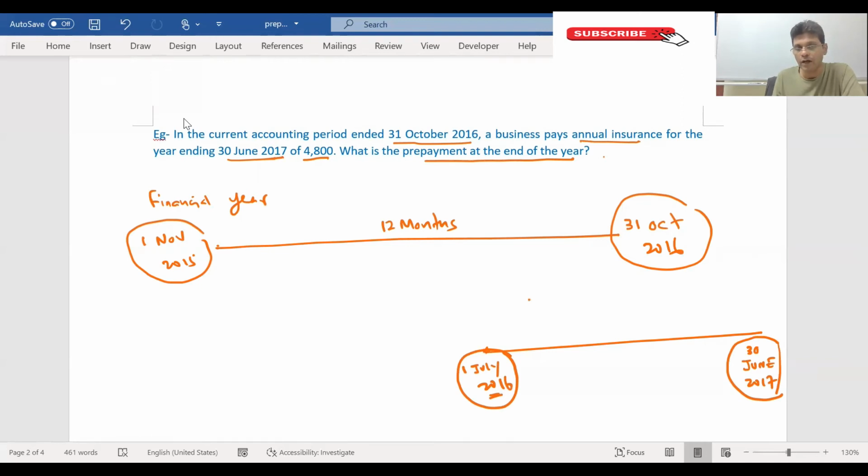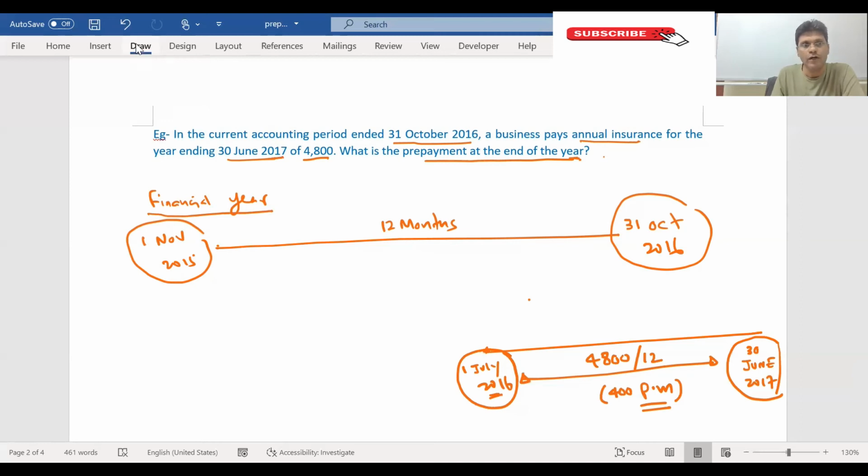For this annual insurance, the company has paid 4,800. Okay, so which means if you divide by 12, that will be how much? 400 per month. Okay, so 400 per month will be the insurance charge. Okay, so what is the prepayment at the end of the year? That means at the end of the current financial year. The current financial year ends on 31st October 2016.